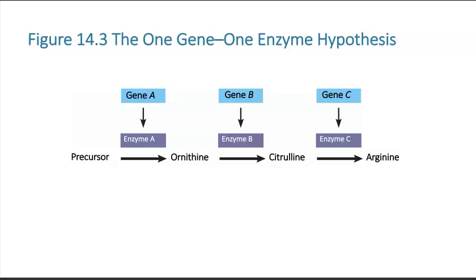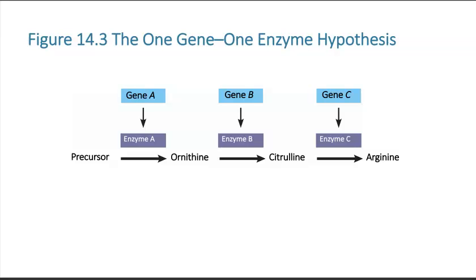If you wanted to know how the regular Neurospora can make arginine, they have 3 genes involved, and that means that they have 3 enzymes involved. So they take this precursor molecule and they change it into ornithine. And then the second enzyme will change ornithine into citrulline. And then the third enzyme will take citrulline and change it into arginine. So that's the pathway that they used to discover that if you mutate the DNA, then you might get a change in the enzyme.